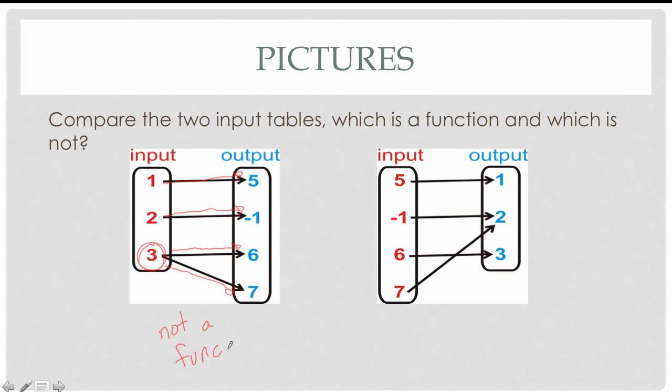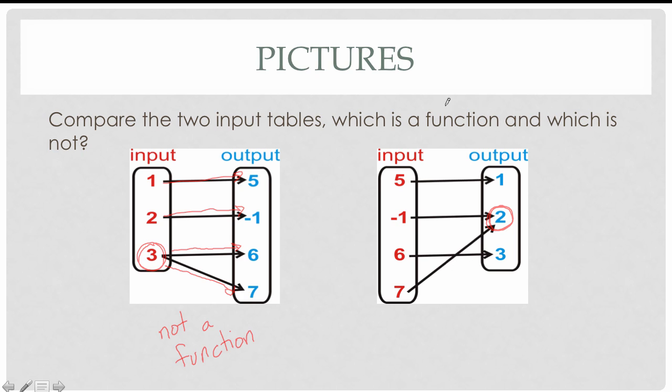If I input 3, I get 6. Or I get 7. That's two different outputs. However, look at over here. 5 goes into 1, negative 1 goes into 2, 6 goes into 3, 7 goes into 2. Now, some people may be a little bit weirded out and saying, well, look, there's two inputs that give the same output. And that's okay.